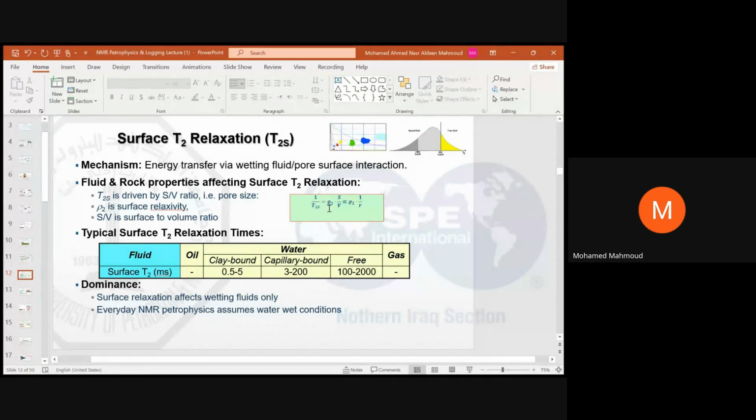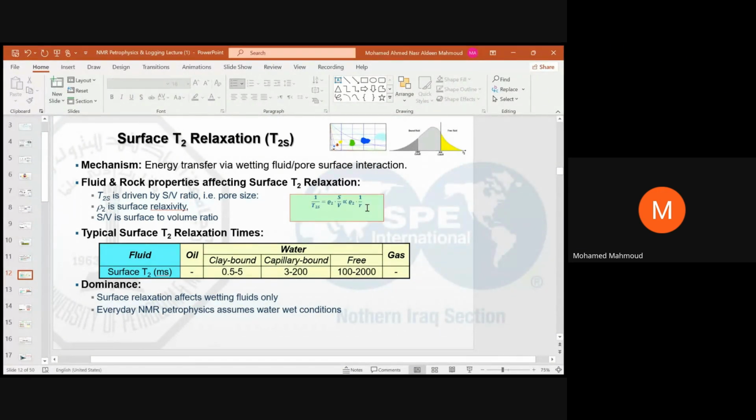And this rho 2, which is the surface relaxivity, is a property for each rock. For example, for calcite, it is 5 or 3. For sandstone, we have a value, for clay and so on. So we have this parameter, which is a constant value, and T2 is what we get from the NMR. Then we can get the R, which is the pore size. So this is a very important application for the NMR, in which we can get the pore size distribution of the rock sample. We can get small pore size, medium, and larger pore size. So we can convert the T2 relaxation to pore size distribution, and this is very important in various applications.